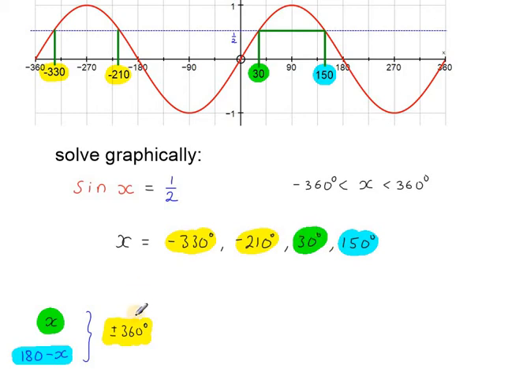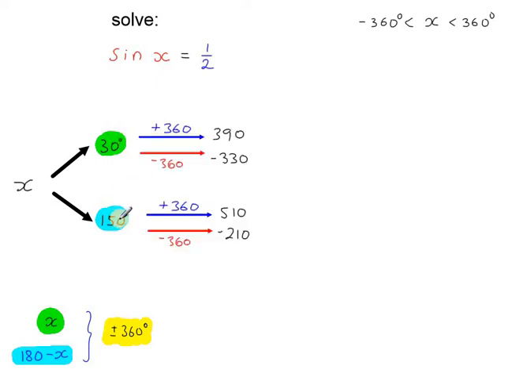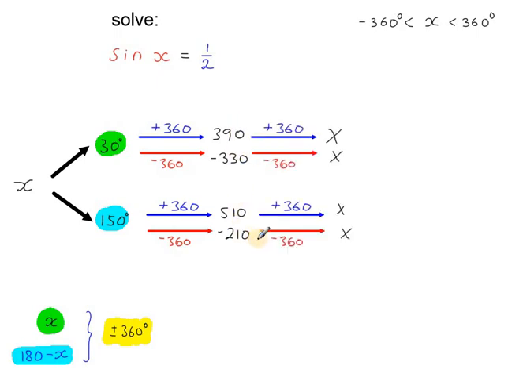Part B, to solve the same equation but without using a graph this time. So, following the rule here, principal value from the calculator, and then the next one is always 180 minus that first angle. Plus or minus 360. And adding 360 again to this angle is pointless because the upper boundary there was 360.